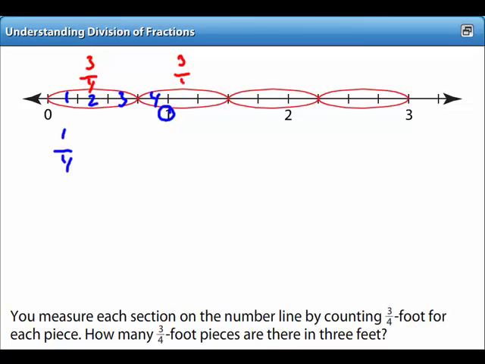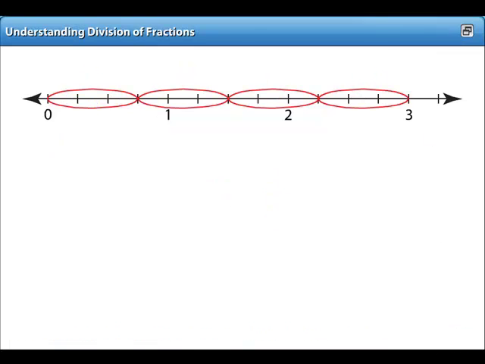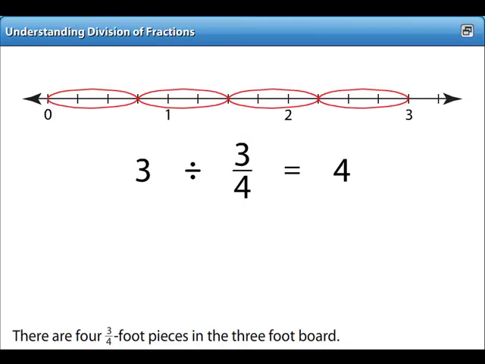So this red oval is 3/4. This is 3/4. This is 3/4. And this is 3/4. So we've taken 3 and we've divided by 3/4, and that is going to equal how many? I'll let you answer that for yourself. There are 4 3/4 foot pieces in the 3-foot board. 1, 2, 3, 4. So 3 divided by 3/4 equals 4.